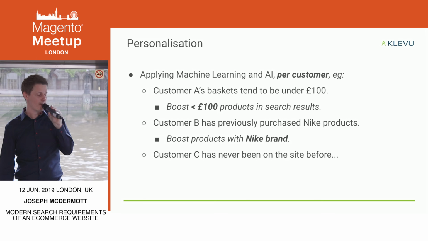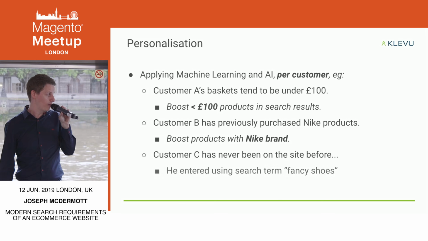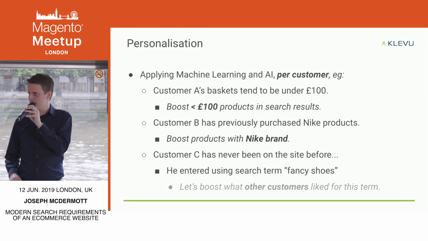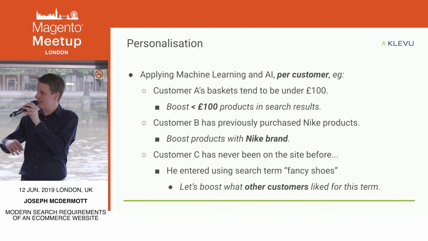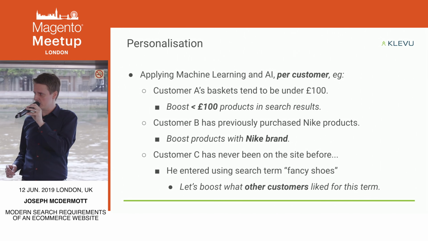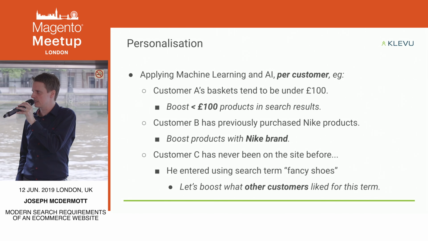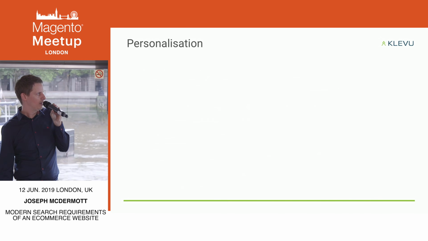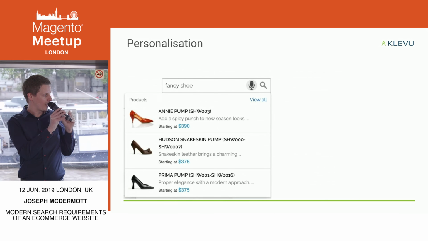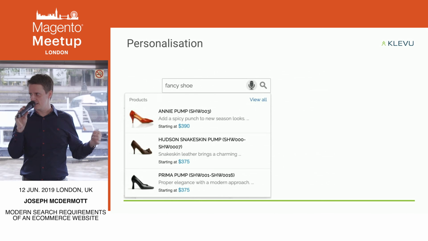If customer C has never even been on the website before, however, you know they entered the site with the search term fancy shoes, let's find another customer that searched for fancy shoes and see what they did. Apply that learning, and then later on, once you know more about customer C, you can start to fine-tune the personalizations for them.